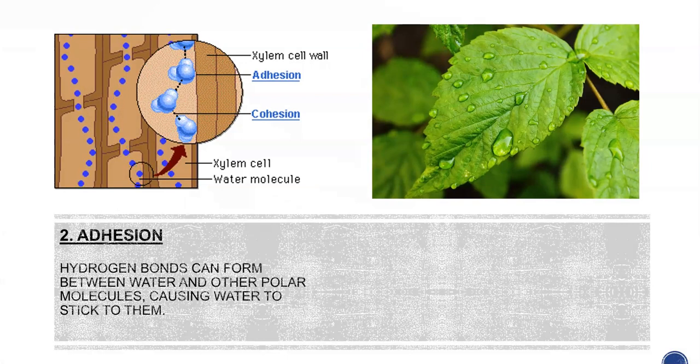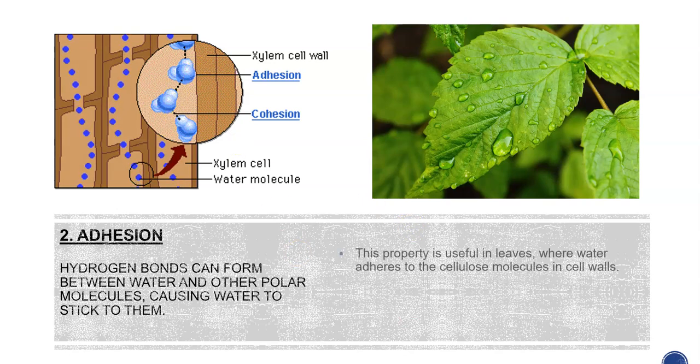Okay, adhesion. Now, hydrogen bonds can form between water and other polar molecules, causing them to stick together. Okay, so we've got our cohesion between our water molecules and our adhesions between other molecules. So adhesion could occur between the water molecule and the xylem cell wall there, whereas cohesion is between the two water molecules. So you see that the adhesion is between the molecule and the wall, the cohesion is between the molecules.